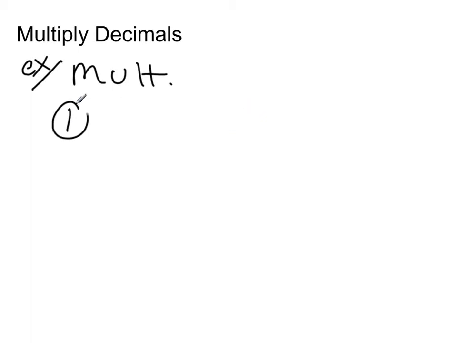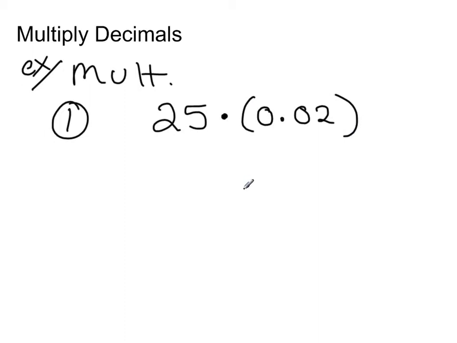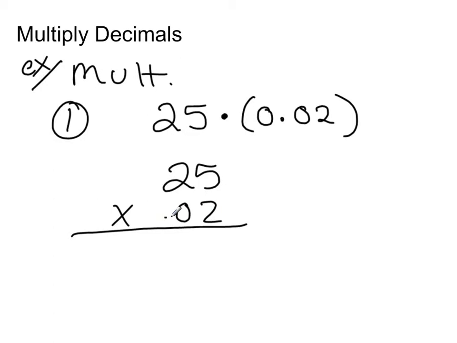So our first problem, let's say 25 times, and I'm going to use the dot for the multiplication symbol, and in parentheses, just to exaggerate my decimal, I have 0.02. So we do not have to line up decimal points when we multiply. What we're going to do is pretend there's no decimal points at all. We have 25 times 0.02, and as far as I'm concerned, that decimal isn't even there. I'm going to multiply pretending I only have 2 times 25.